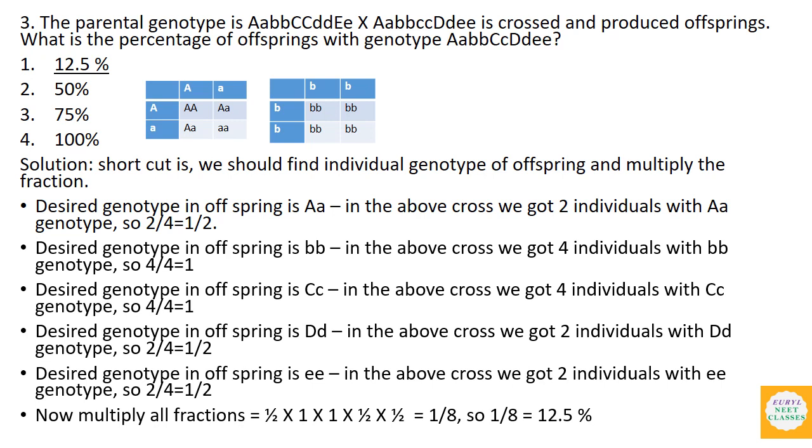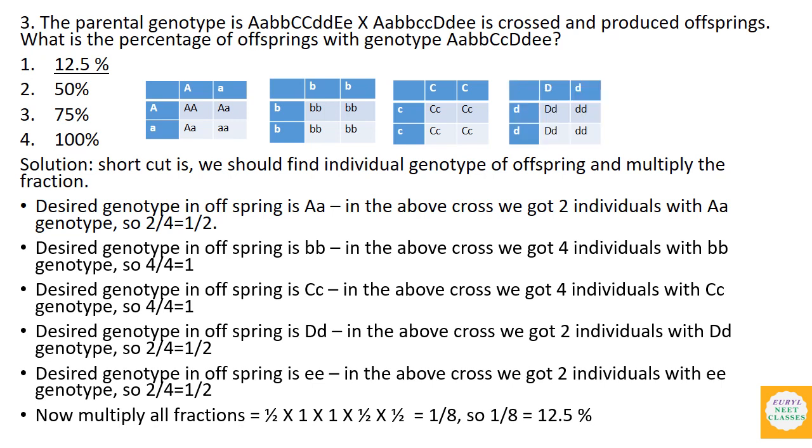So it becomes 4 by 4, which is equal to 1. In the same way, the third monohybrid cross we do is between capital C and small c of both the parents, and we take the gametes. What we require in the offspring is the heterozygous condition, capital C, small c. Those individuals are 4 by 4, which is equal to 1. Next monohybrid cross for the character is small d crossed with capital D, small d. What is desired in the offspring is capital D, small d. Those are 2 in number, so 2 by 4 is equal to the fraction 1 by 2.